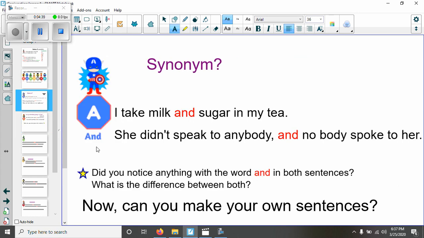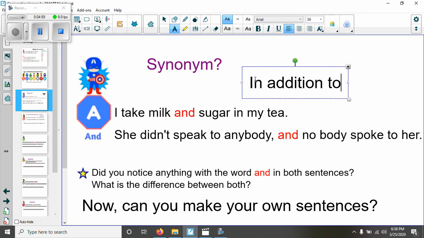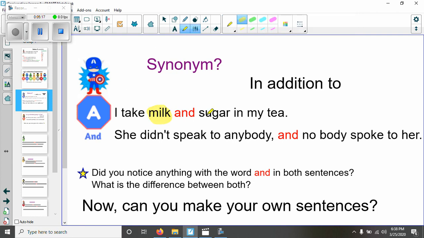The word and. So who can give me the synonym of and? Does anybody know? Okay, yes, excellent. In addition to, very good. So let's try to read the first sentence. I take milk and sugar in my tea. So the word and here, it connects two words together. So let's try to highlight the two words, milk and sugar, right?